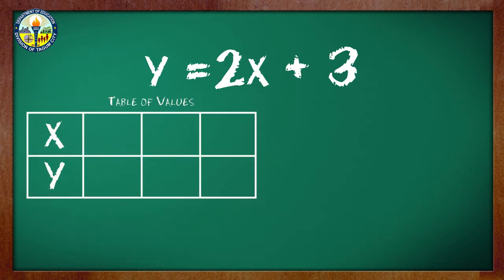First, let's construct a table of values for x and y. Pick at least 3 values for x. Any number will do. So let's take -1, 0, and 1 for x. Then, take each one of these x values to substitute the x in the given equation to solve for the value of y.